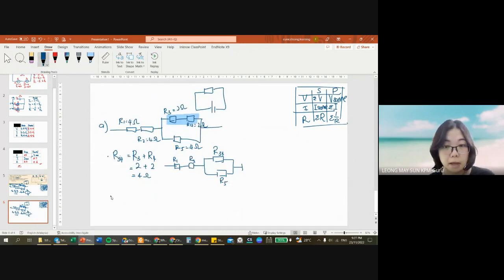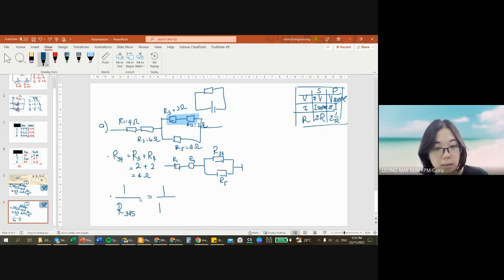So my next part is to simplify R3,4 and R5. They are above and below each other, which means they are parallel. So 1 over R, up to you, you can use A or B or C, but because I know what I'm doing, I'm writing R3,4,5, whereby 1 over R3,4,5 is 1 over R3,4 plus 1 over R5. Everything I write so big, there won't be space later.